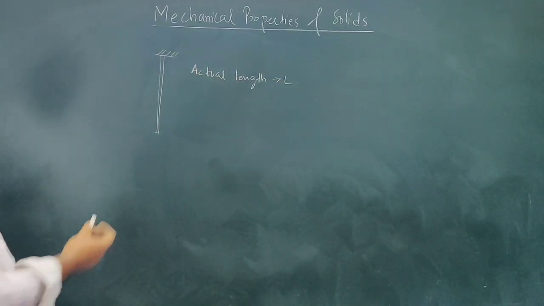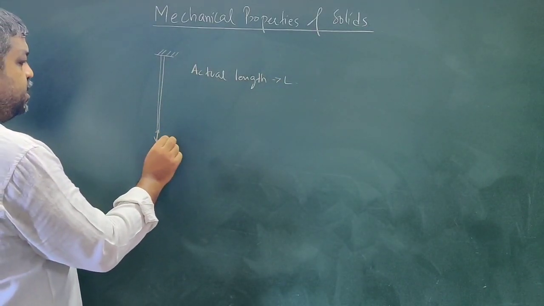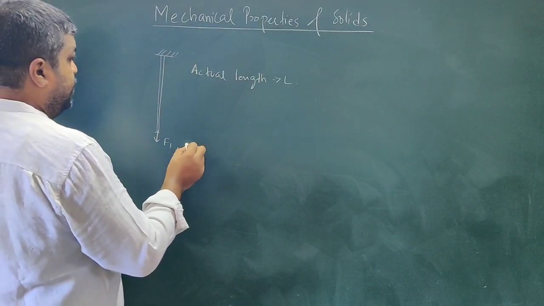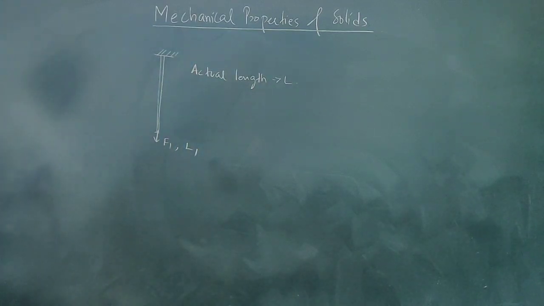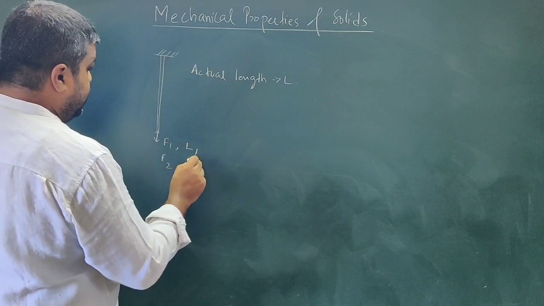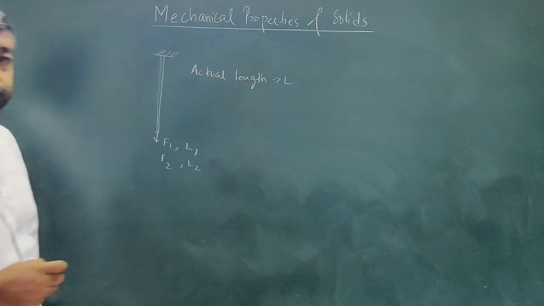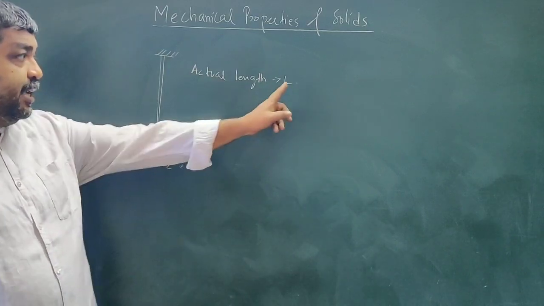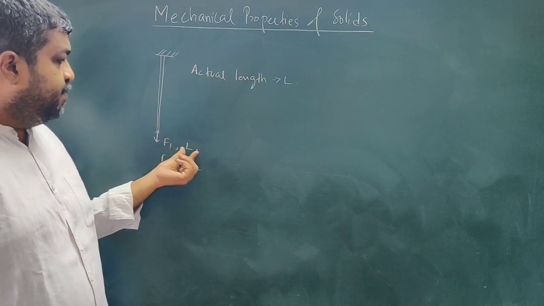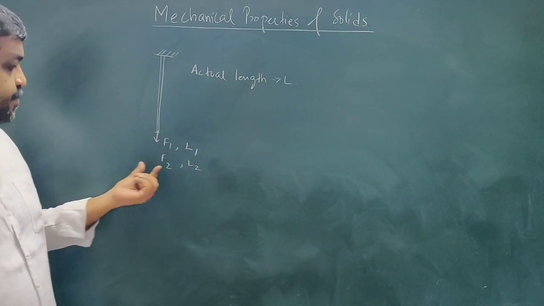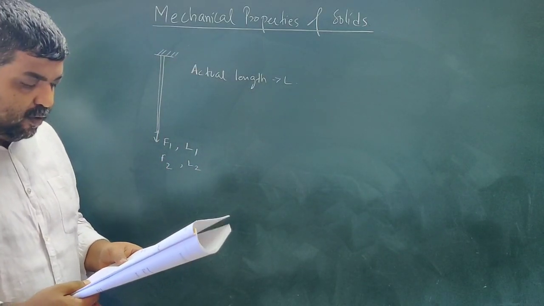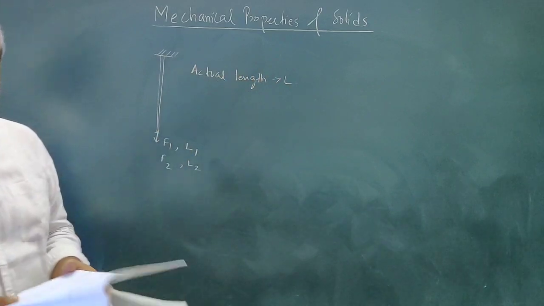Now when it is subjected to an external force F1, its length becomes L1, and when the force is F2, the length becomes L2. Original length is L, this is after elongation. So when the force is F1, length is L1. When force is F2, length is L2. And now it is asked, what is the value of L.